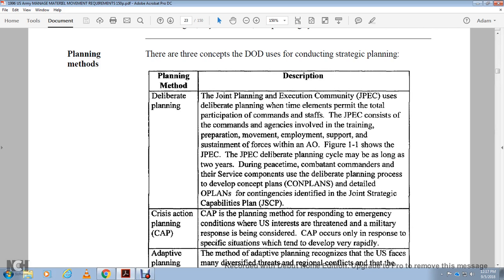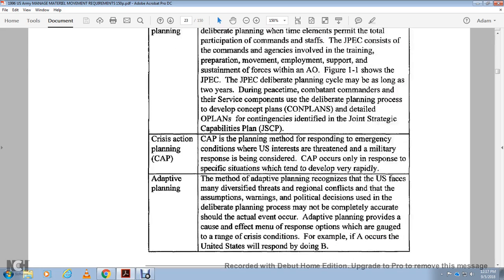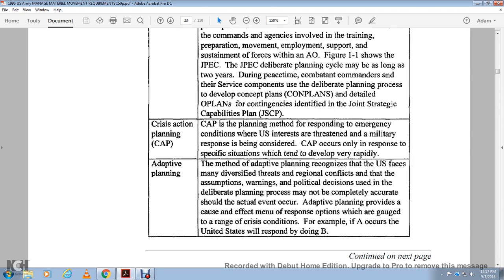2 years. During peacetime, commands with the components use the deliberate planning process to develop concept plans, or CONPLANs, detailed operational plans, contingency plans, and the joint strategic capability plans, and crisis action planning. Crisis action planning is a developed method of responding to an emergency condition where U.S. interests are threatened and a military response is to be considered. Crisis action planning occurs in response to a specific situation, which tends to develop very rapidly.